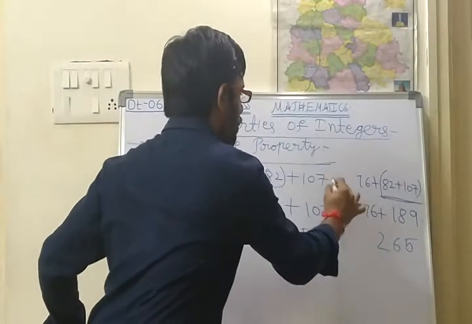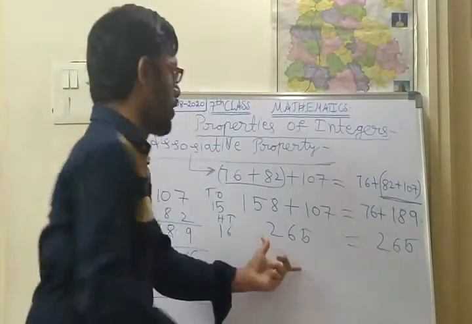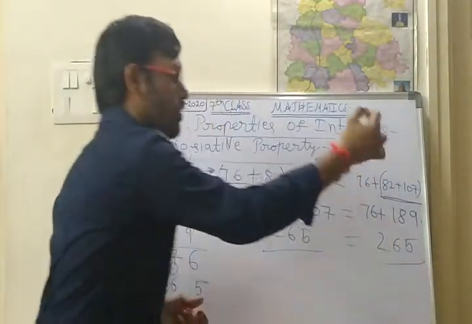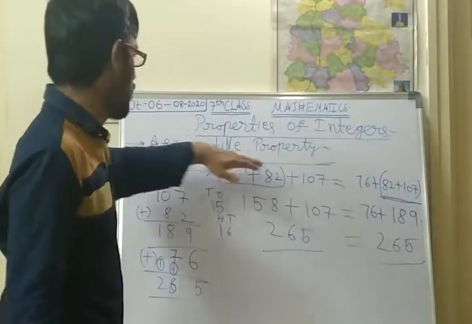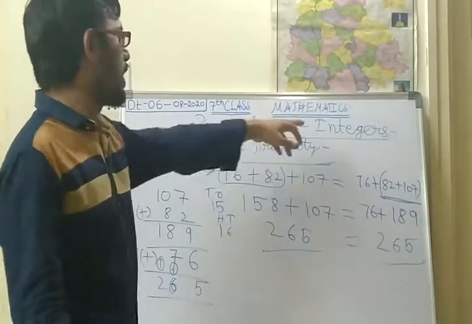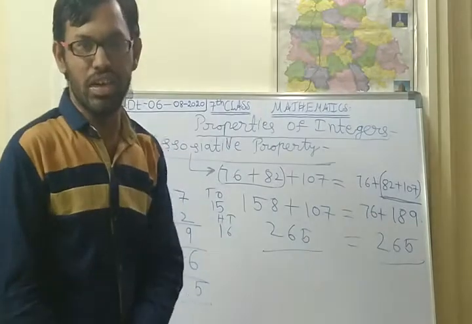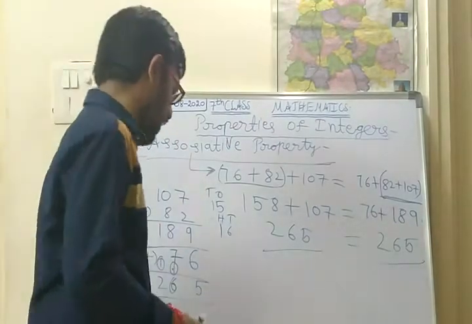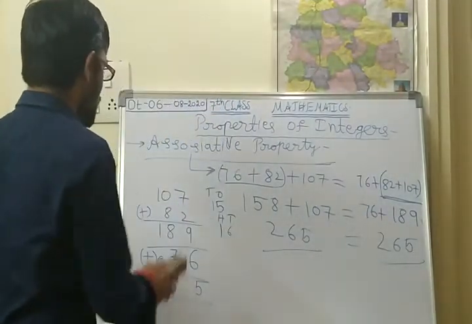265. So both the answers are equal. So here 265, here 265. So both the answers are equal. So the associative property is also satisfied under addition of integers. Okay, like this you have to identify. So what can we say finally?